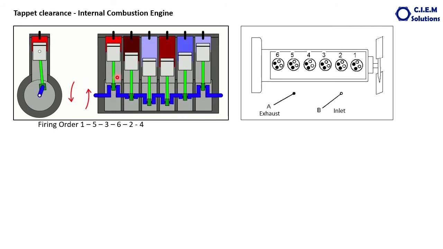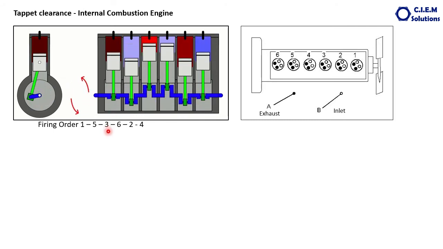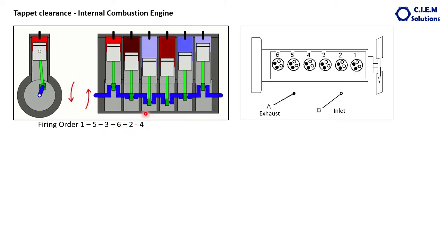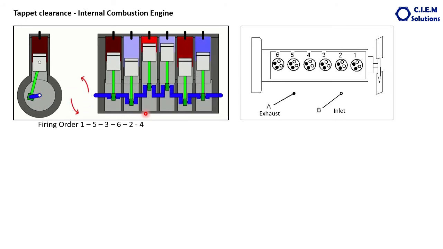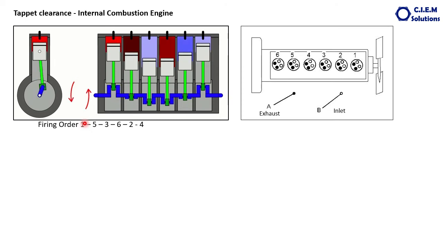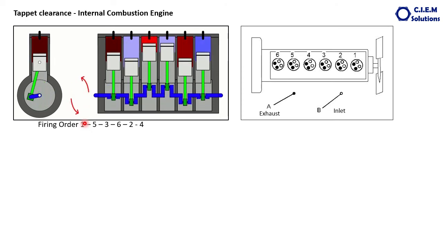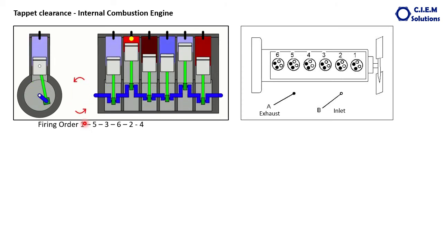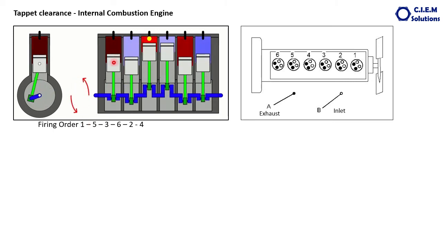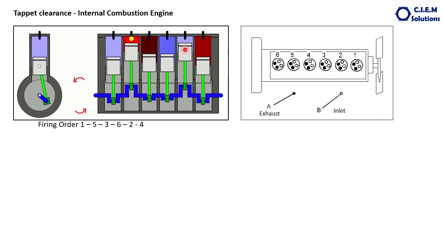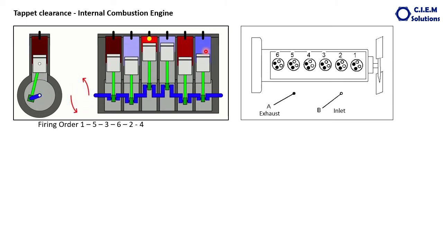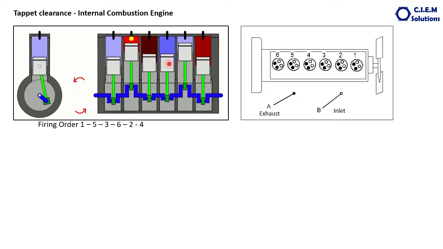You can see the firing order of the engine: 1, 5, 3, 6, 2, 4. Firing order means the sequence of the firing of each cylinder in the engine. Firing is nothing but the power stroke. If the power stroke takes place in number 1, the next will not be number 2. The next firing takes place in number 5, then number 3, then number 6, then number 2, then number 4.